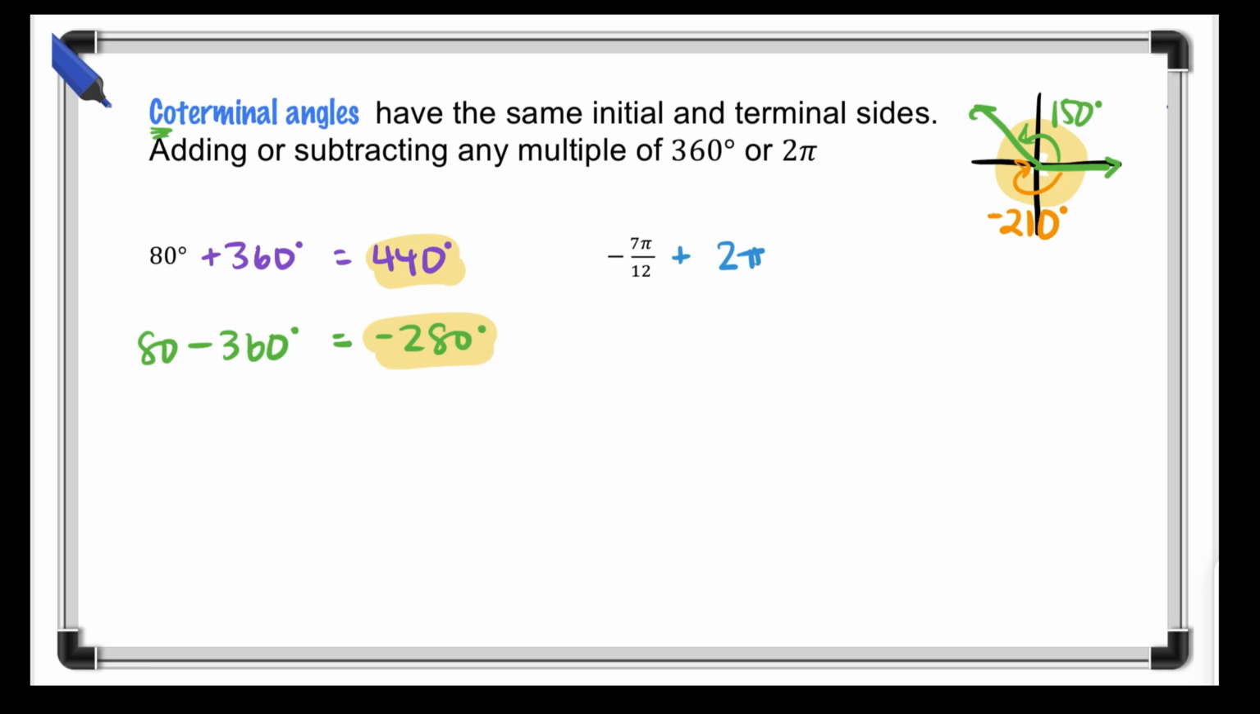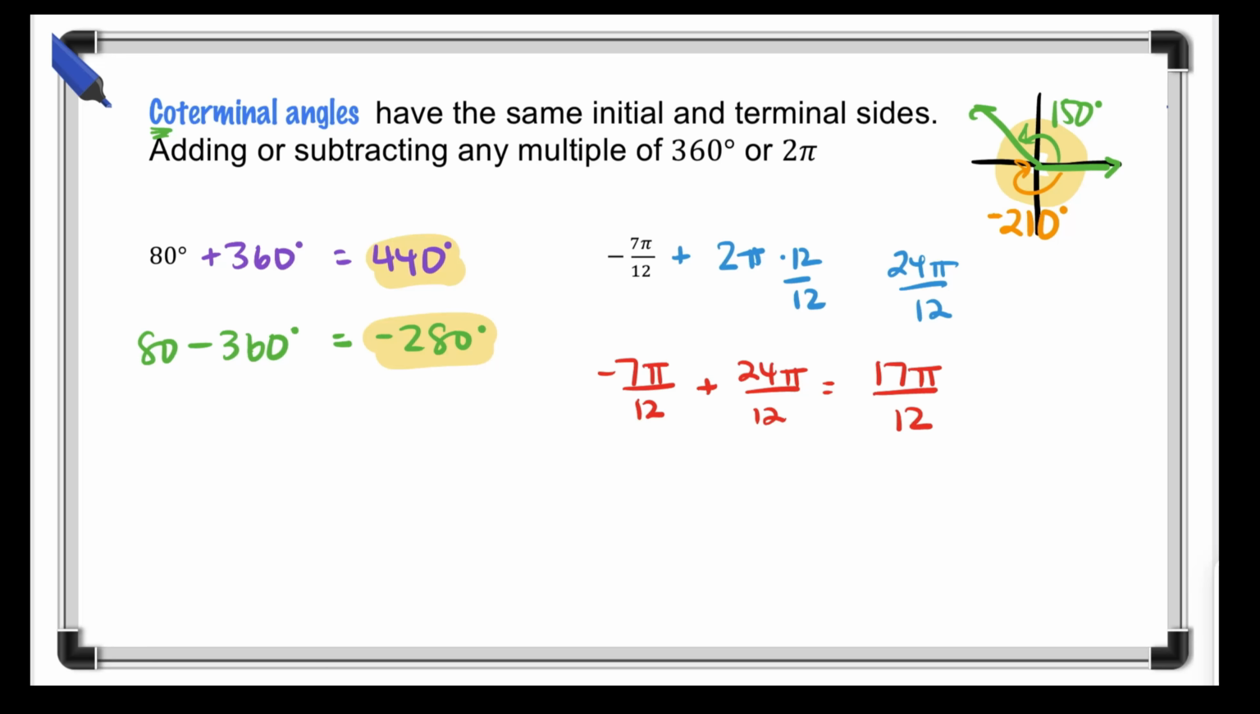So now what you really need to think about is I need to add fractions, and you can't add fractions unless they have the same denominator. So if I look at this to get the same denominator, I'm going to multiply by 12. So I'm going to either add or subtract by 24 pi over 12. The first thing I'm going to do is take negative 7 pi over 12, and add 24 pi over 12, which would get me 17 pi over 12.